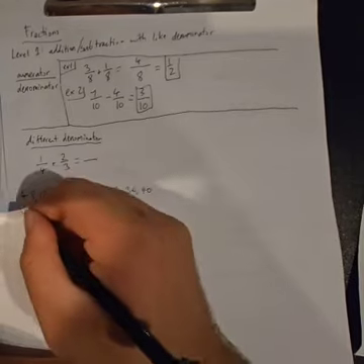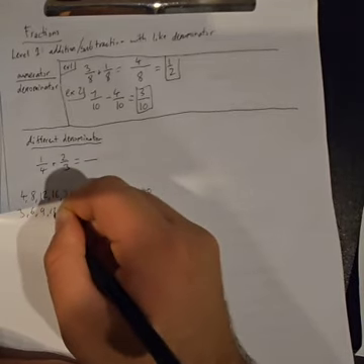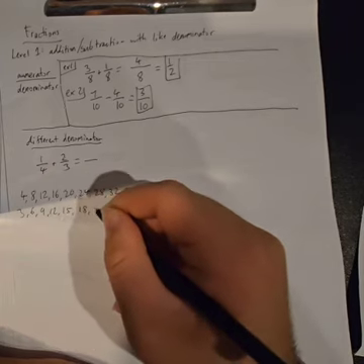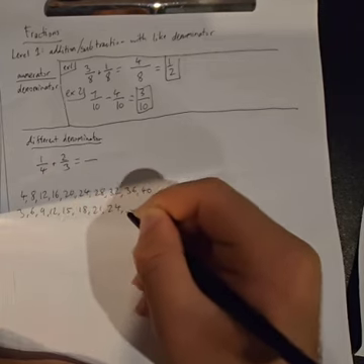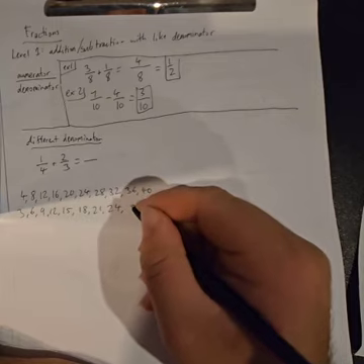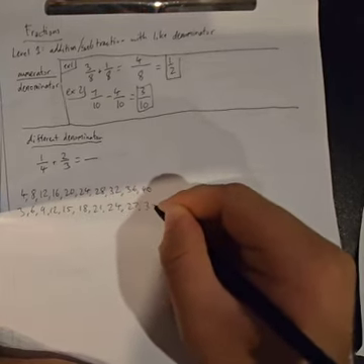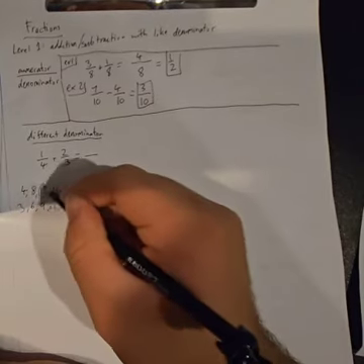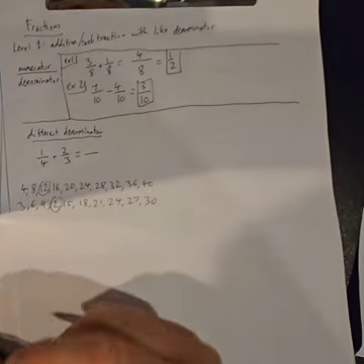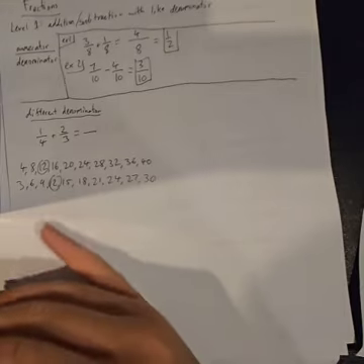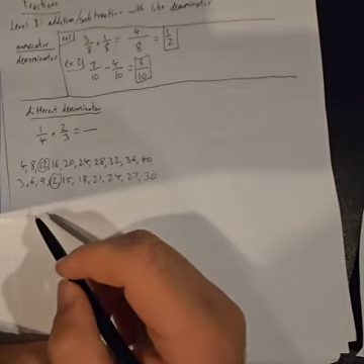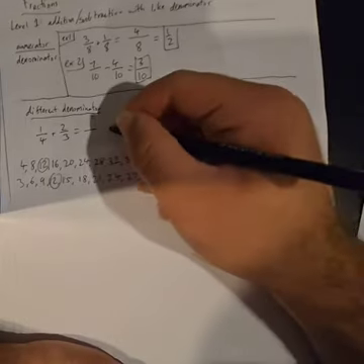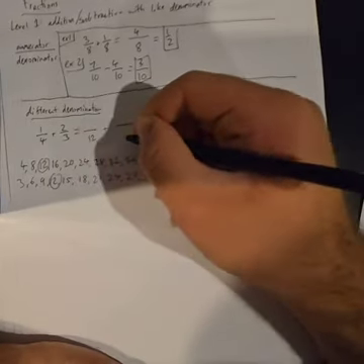Let's do some for 3. 3, 6, 9, 12, 15, 18, 21, 24, 27, 30. Where do they meet? Well, you might notice both of them share the number 12. They both have the multiple of 12, and that's the lowest number they share. That 12 is what we want to turn the denominator into. So let's rewrite this with the denominator as 12.